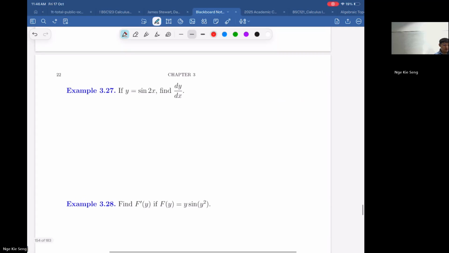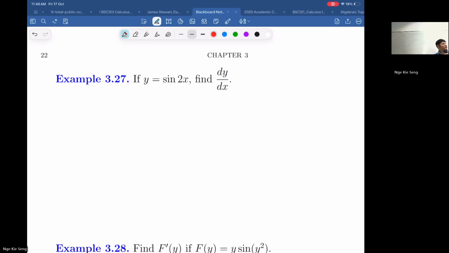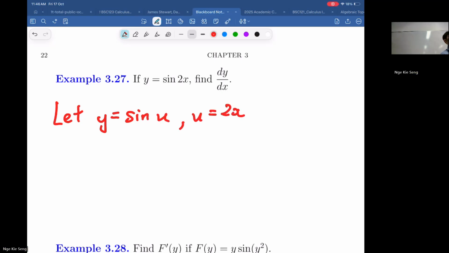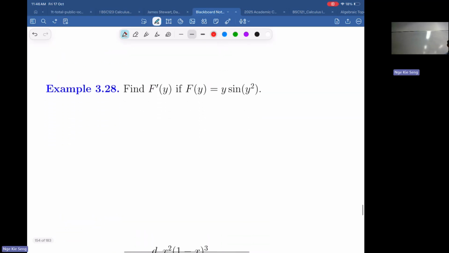3.27. What do you think? What's your U? What U can you set here? The basic function is what? Sine x. So to make it basic, you just set U equals to 2x. Then you can do the differentiation on both.